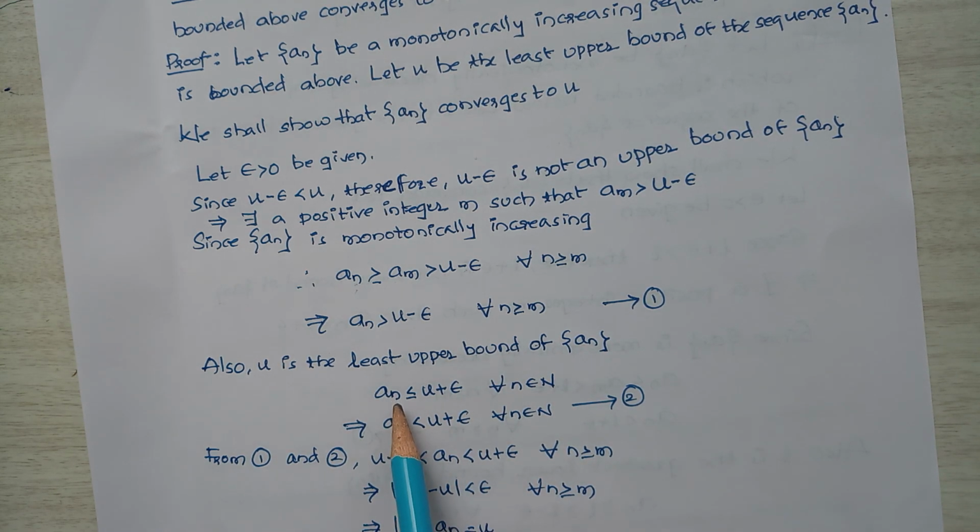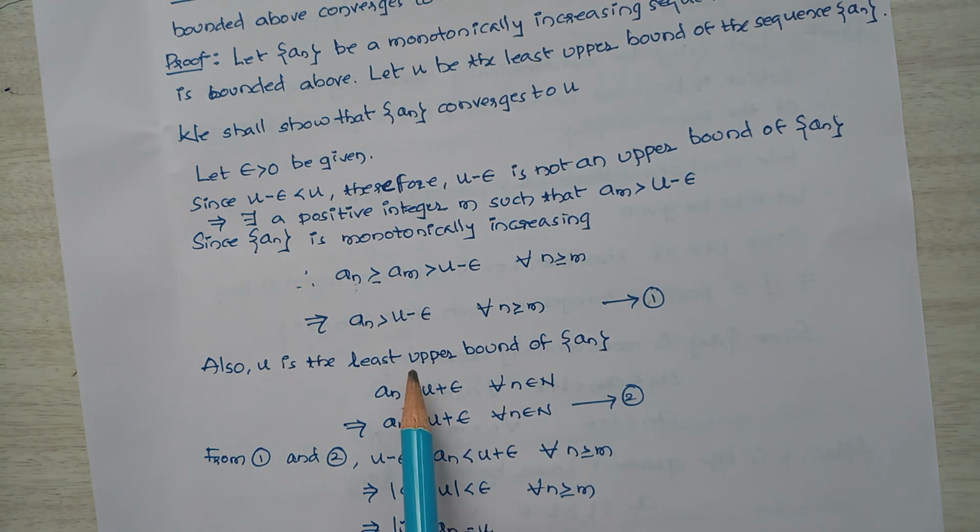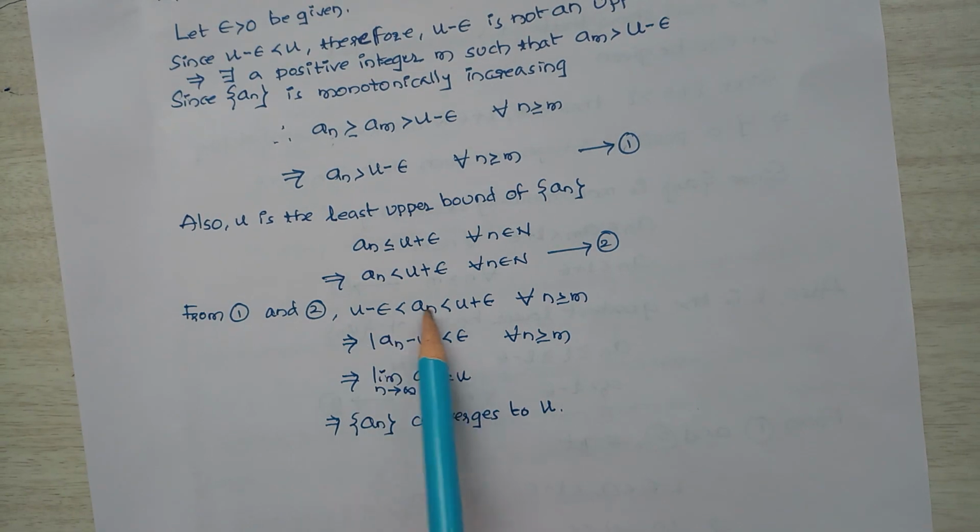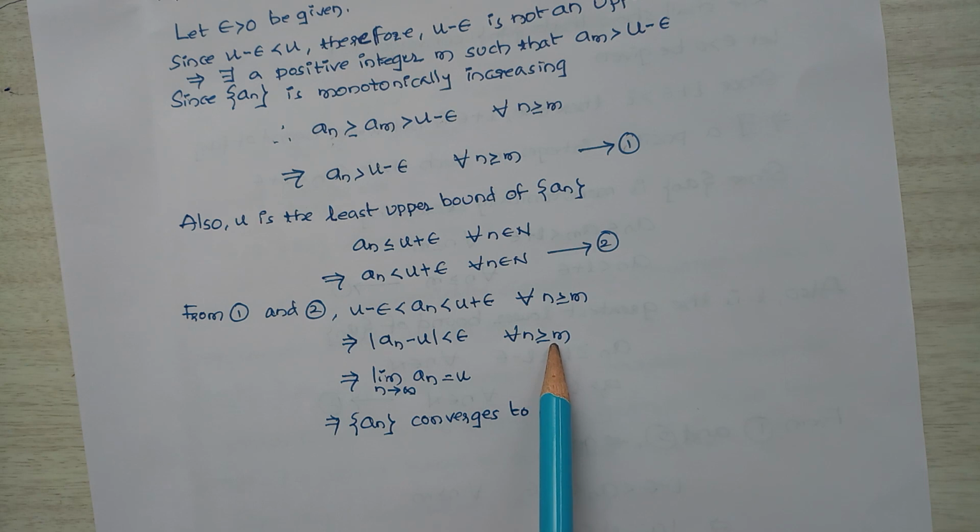So using that we can write a_n is less than or equal to U plus epsilon for all n belongs to N. Therefore a_n is strictly less than U plus epsilon for all n belongs to N, equation 2. Using equations 1 and 2, we can write lower bound less than a_n less than upper bound. Therefore modulus of a_n minus U is less than epsilon for all n greater than or equal to m. That implies the limit as n tends to infinity of a_n is equal to U. Therefore the sequence a_n converges to U.